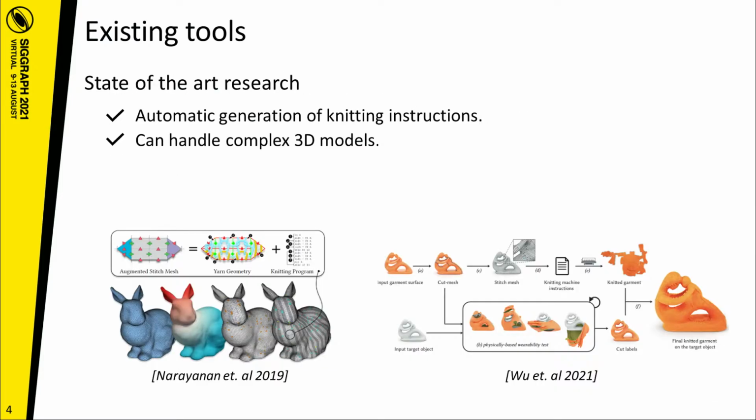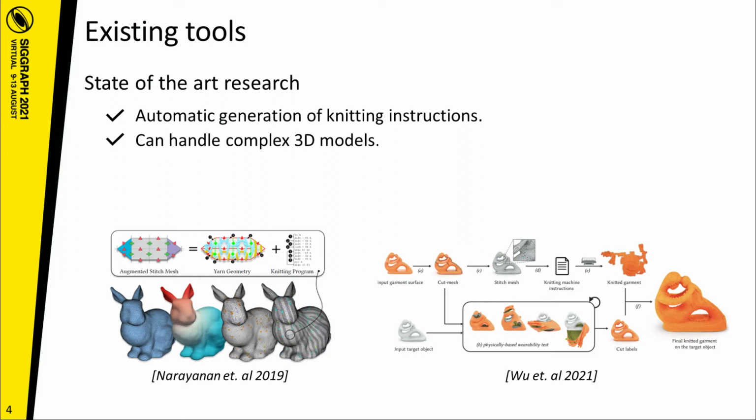In the past few years, several high-level design tools for the fabrication of knitted textiles have been developed. These methods are capable of automatically generating the machine knitting instructions from complex 3D models. The method proposed by Narayanan et al. also allows for some low-level control by enabling the user to visually manipulate simple knitting primitives.